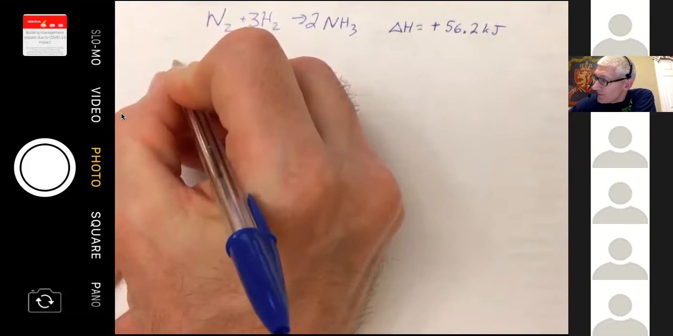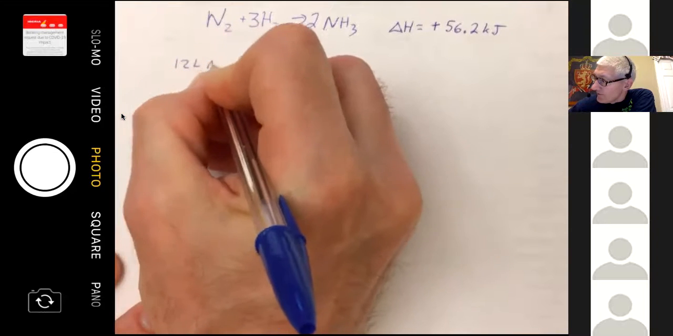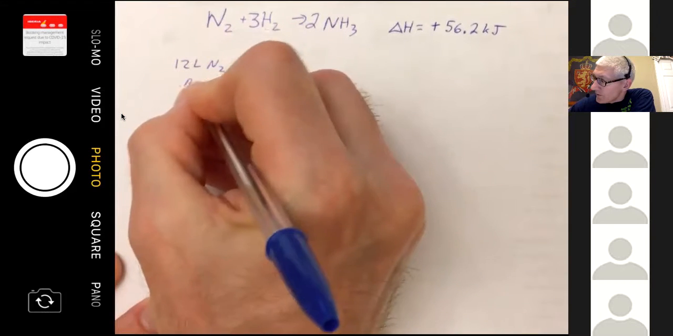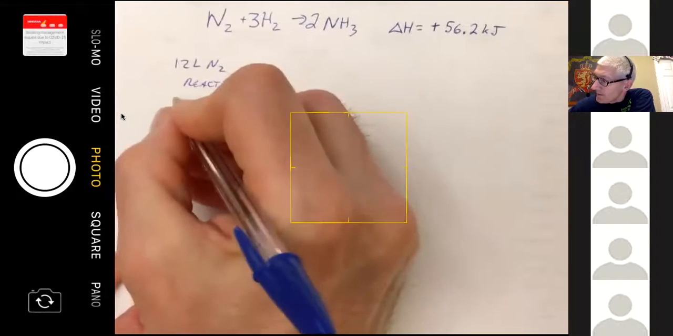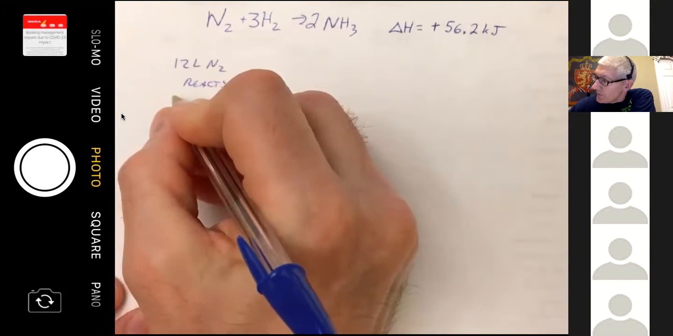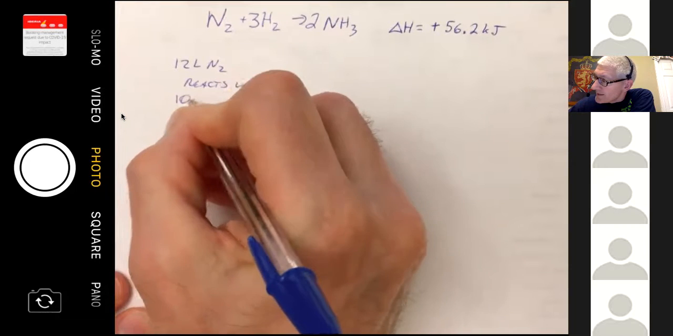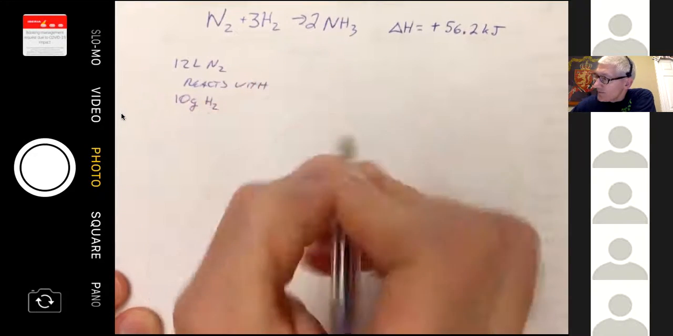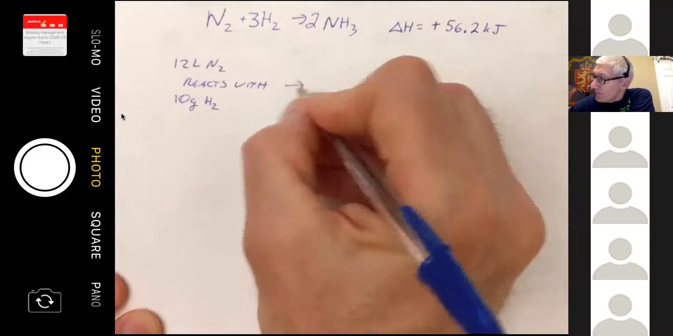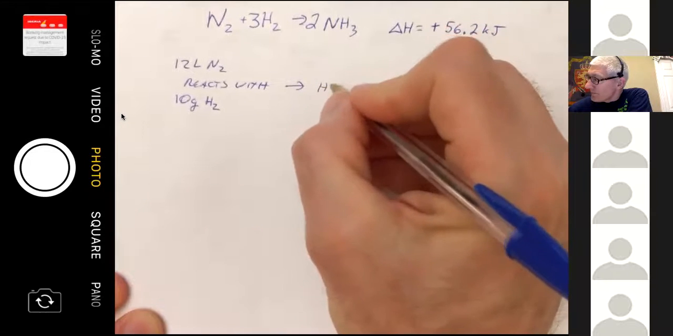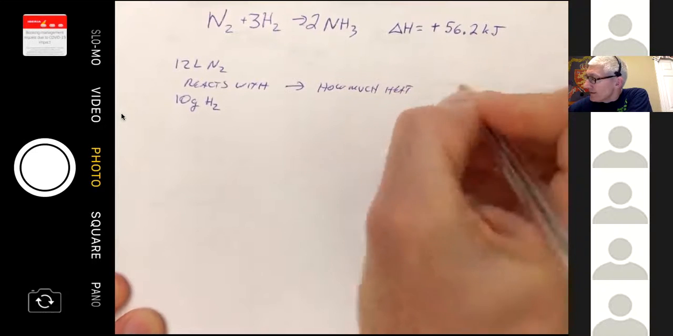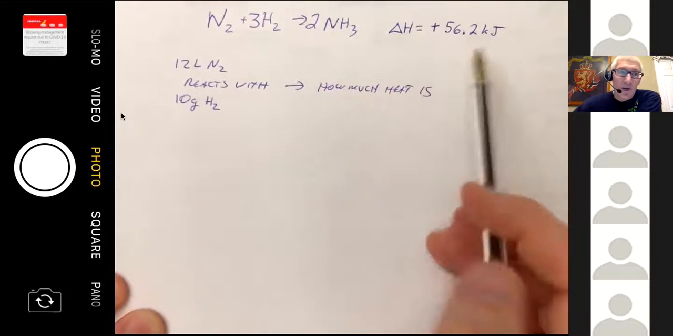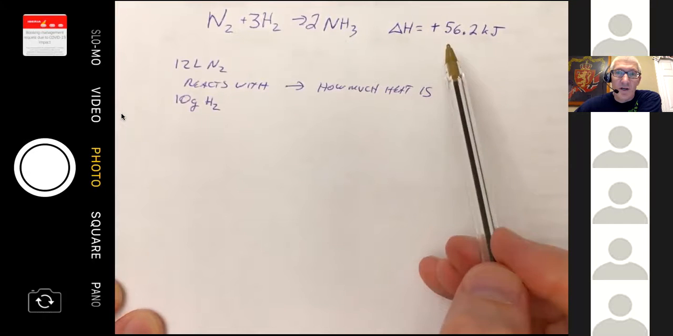Let's say that we have 12 liters of nitrogen reacts with 10 grams of hydrogen. And we want to find out how much heat is, and I'm going to ask a question of you guys, so think about this as you're writing.